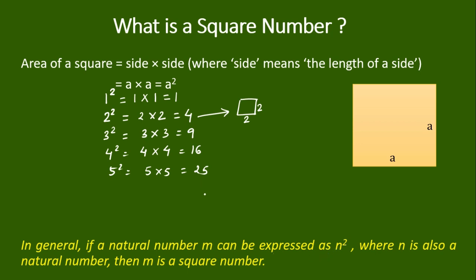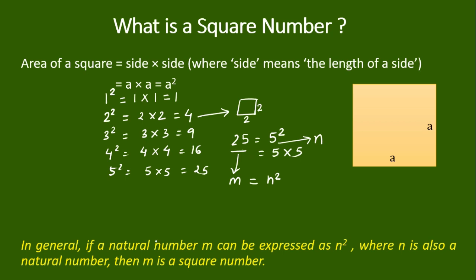So in general, if a natural number m can be expressed as n square. Here, suppose we consider the number 25. 25 can be written as 5 square, that is equal to 5 multiplied by 5. Here this 25 is referred to as m. So I am representing m as equal to n square. Now what is n? n is 5, so 5 is referred to as n. So m is equal to n square, 25 is equal to 5 square.